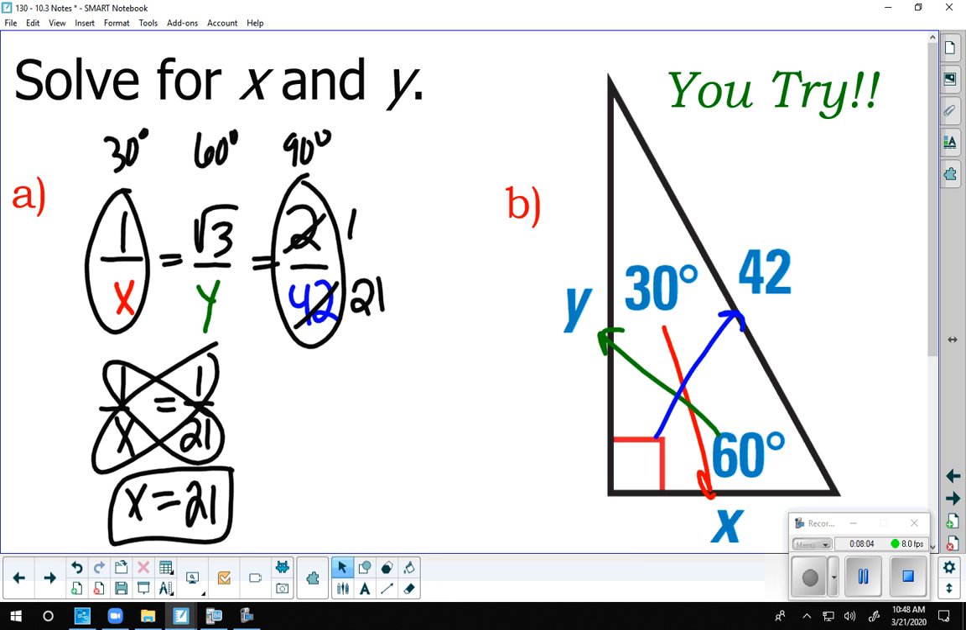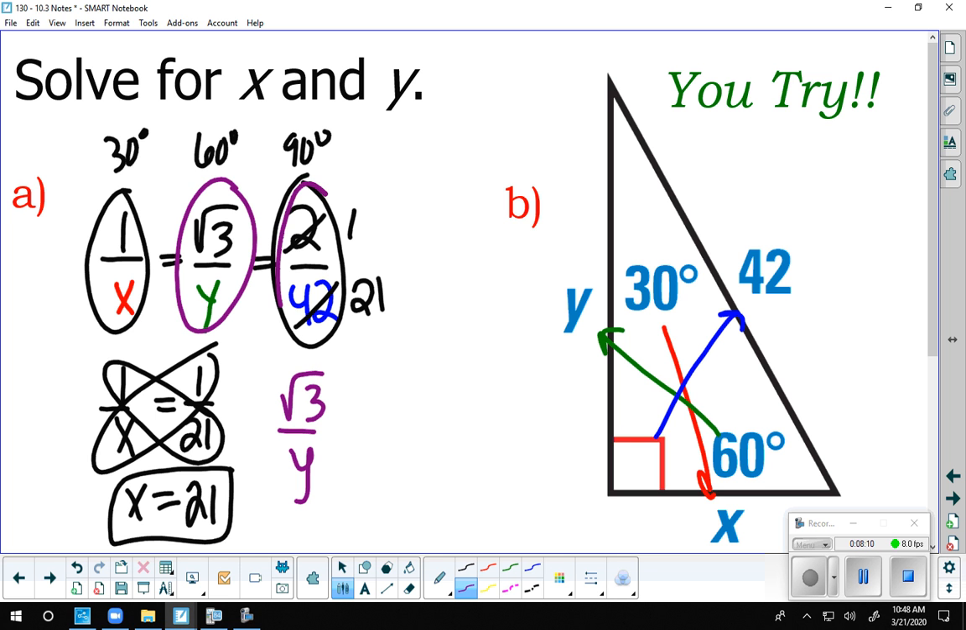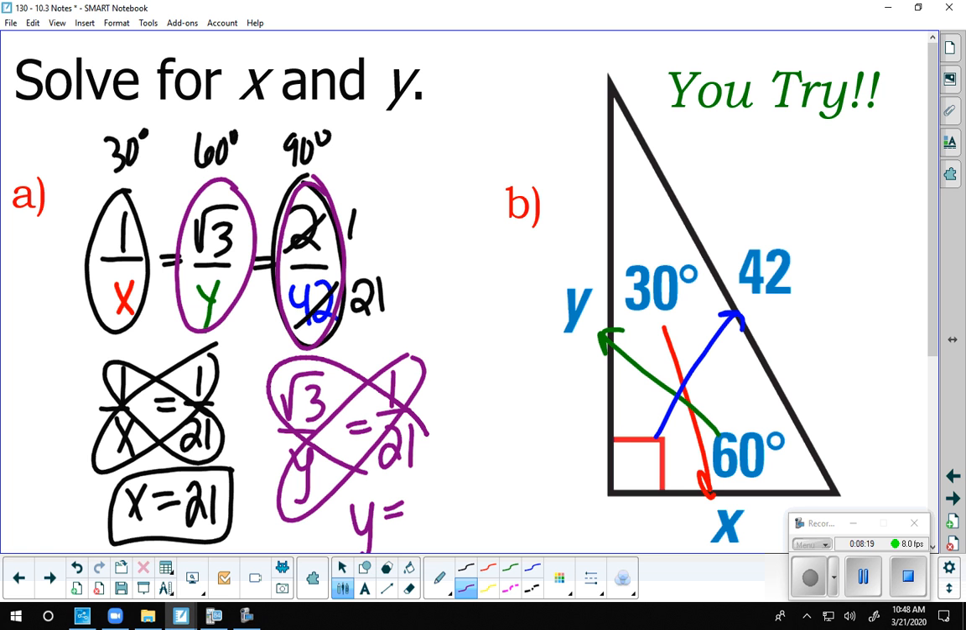Now to find y, I'm going to use square root of 3 over y, and then I'm going to use this same one, which is simplified to 1 over 21. So we're going to cross multiply. Y times 1 is y. 21 times the square root of 3 is 21 square root of 3.